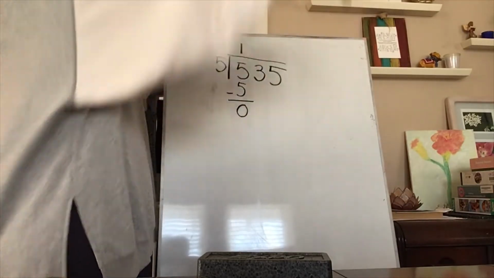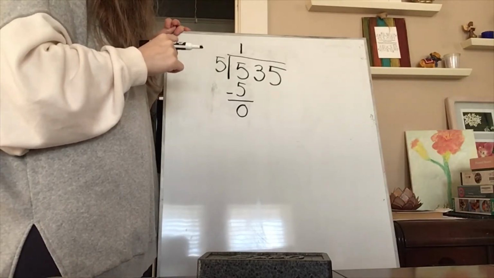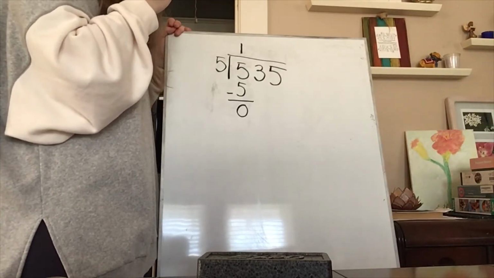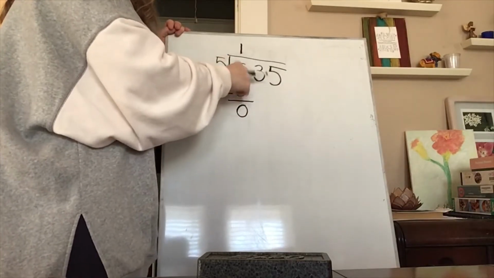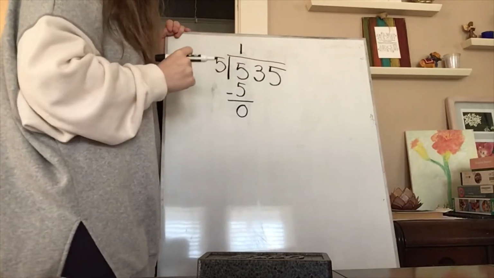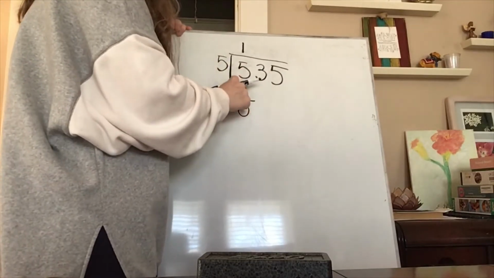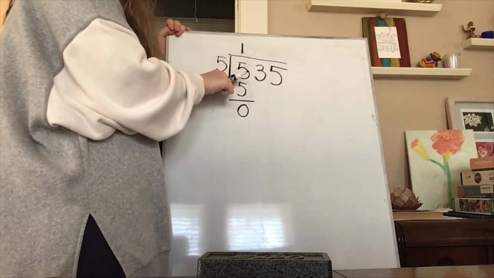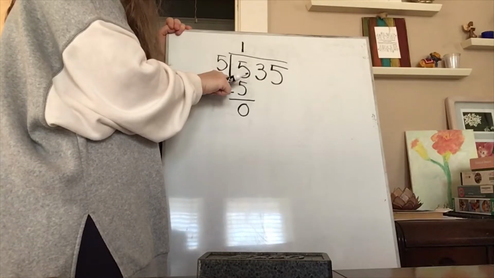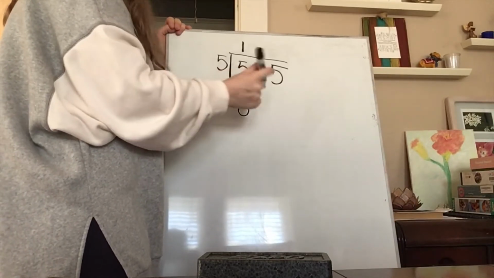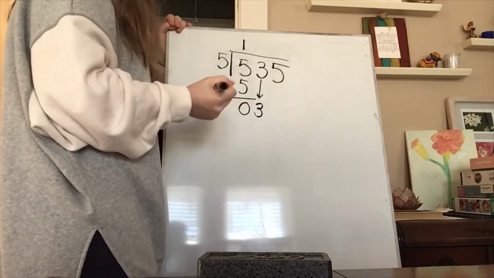Next, what do we do? Ethan? We bring down. Where do we go? Do we go to the dividend, the divisor, or the quotient to bring down? The dividend. Good. We can't use this 5. How do we know we can't use this 5, Ethan? Because we already used it. We know because we have a digit under it. So we're going to draw our arrow.